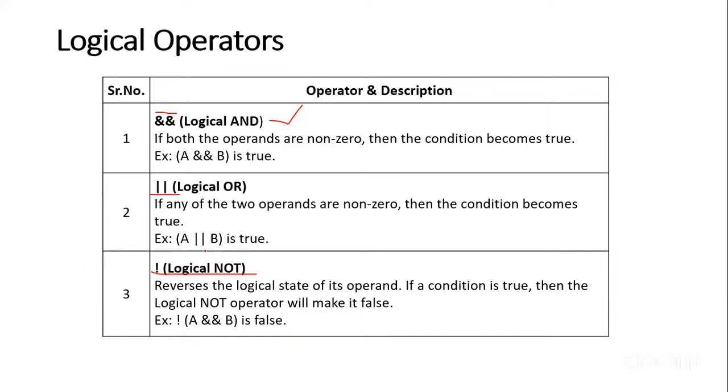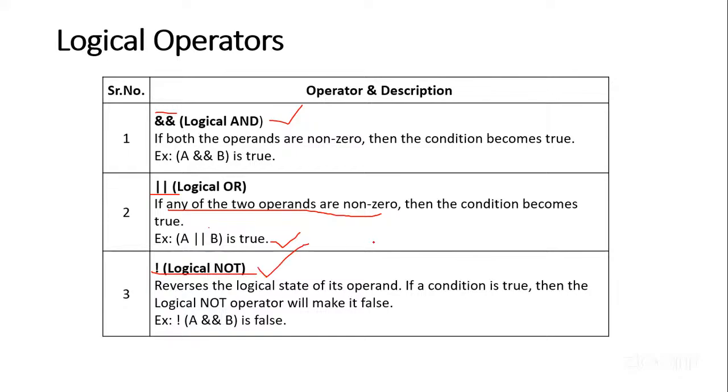So the second one is the logical OR operator. For that, we are using pipe symbols, two pipe symbols. It returns true if at least any one of the two operands is true. If any one of the two operands is true, then A logical or B becomes true. Else, in all other cases, it returns false.